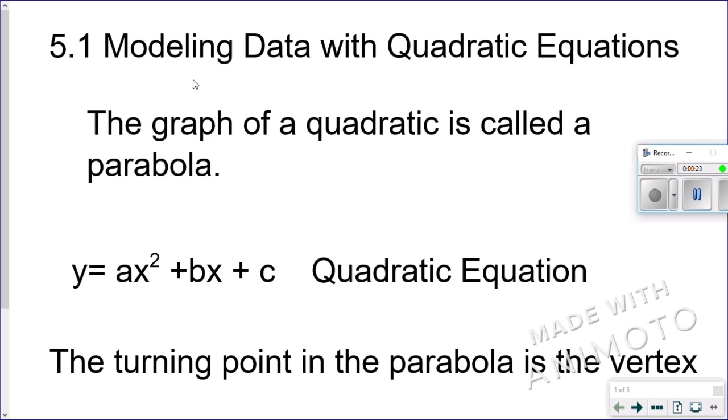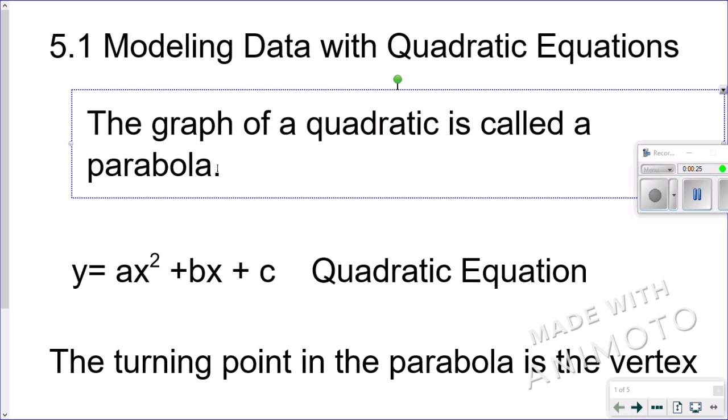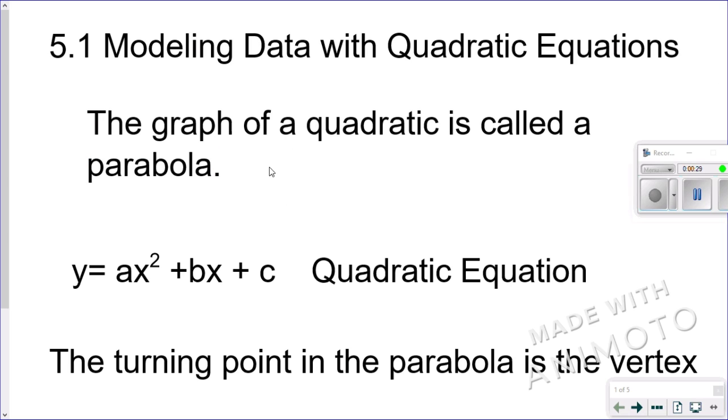So let's just look. The graph of a quadratic equation is called a parabola. Again, that is hopefully nothing new for you guys. Look at my cursor here, but that is like a U shape down, or it could be a U shape up. If it's down, it's a negative. If it's up, it's a positive graph. We'll talk about that. Y equals ax squared plus bx plus c is the standard form of a quadratic equation.